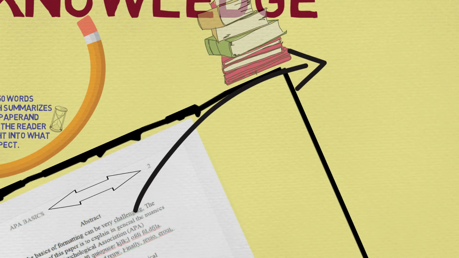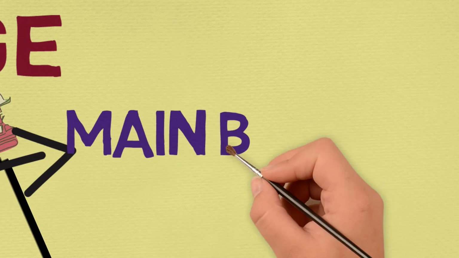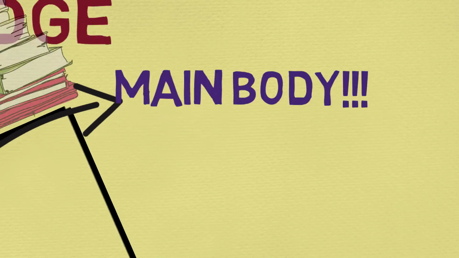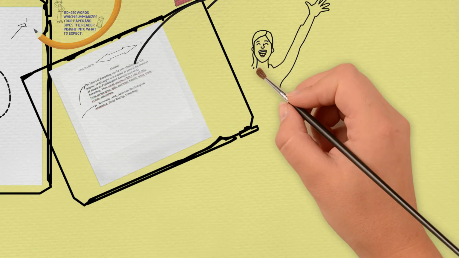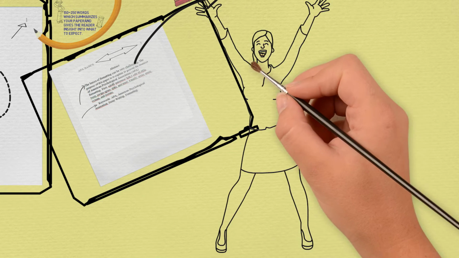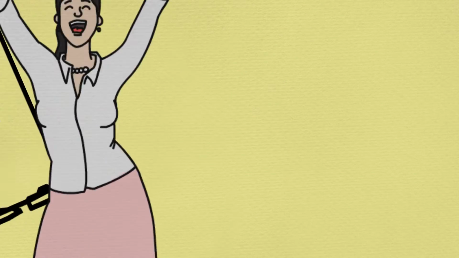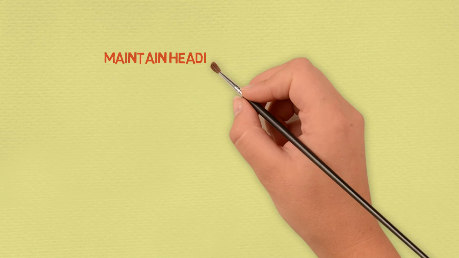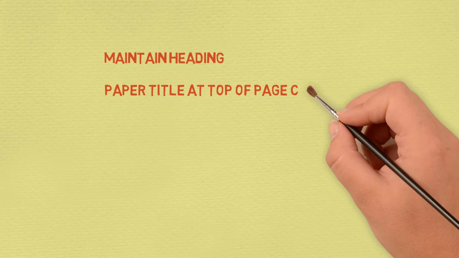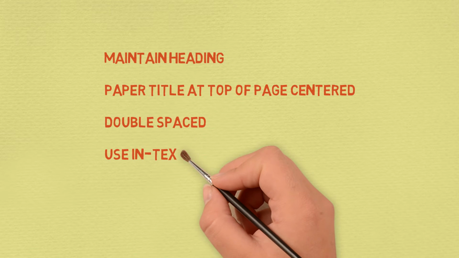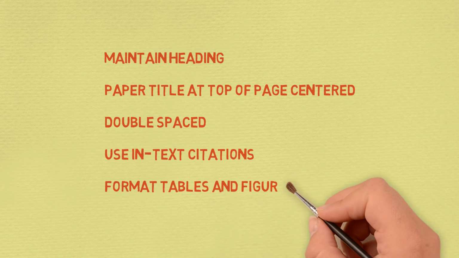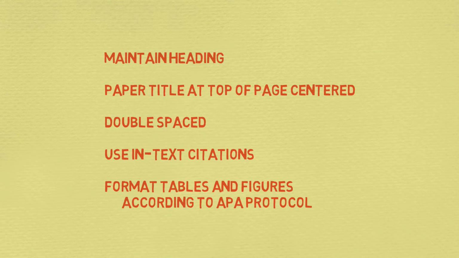After the abstract, your actual paper begins and is the main body of your text. You should be maintaining your heading now throughout your paper. The title of your paper is centered on the top of the page. Don't forget to double space. And now you begin the work of in-text citations, and you must format all tables and figures according to APA protocol.